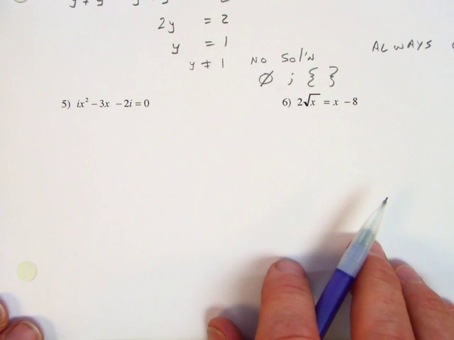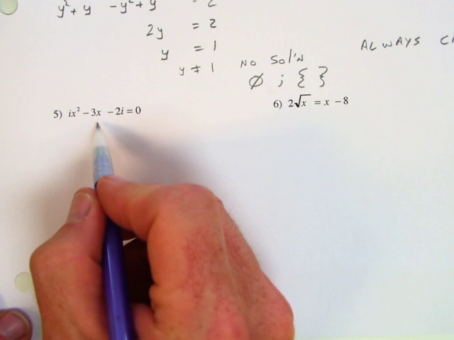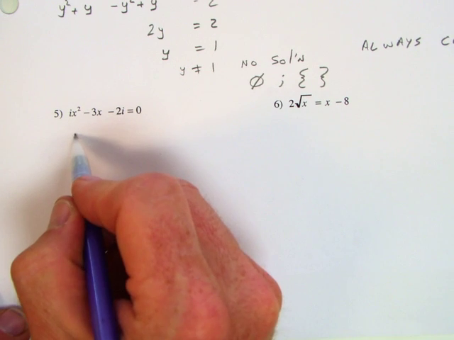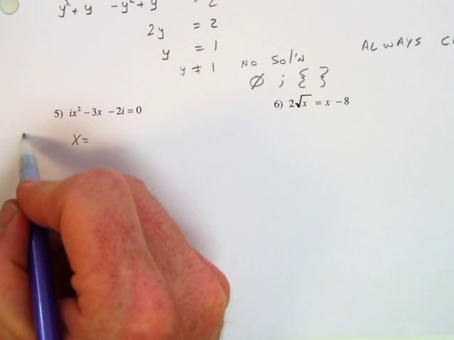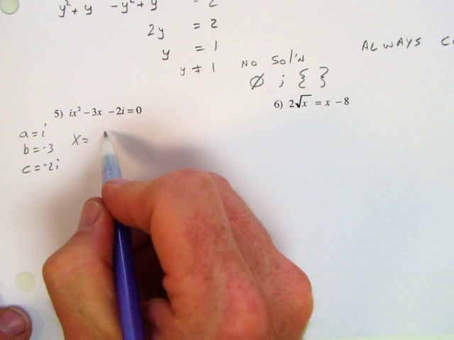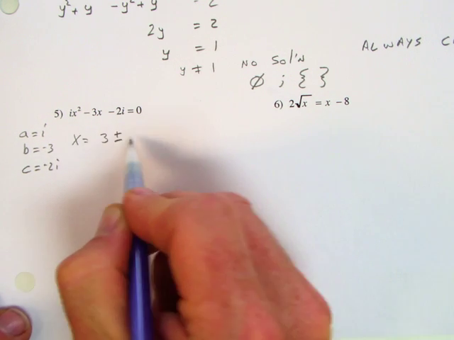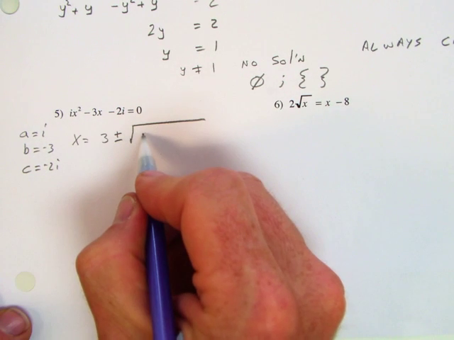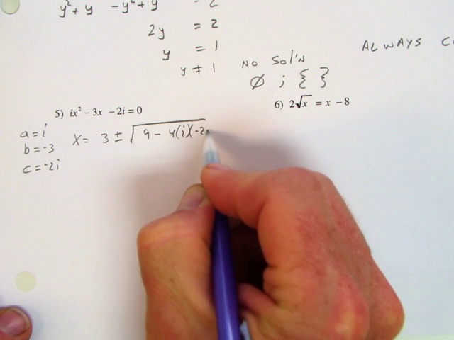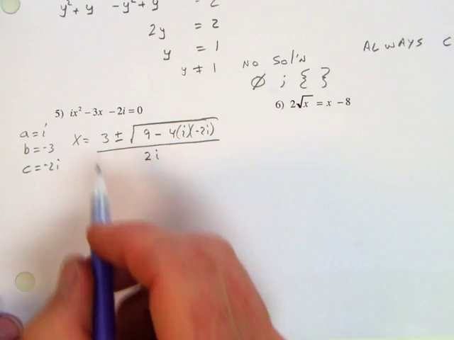Next one. The next one looks kind of funny because it has i's in it. So let's see. We're not going to be factoring this. That would be a little bit difficult at this point. We could do completing the square, but that would also be hard. Let's use the quadratic formula. X equals, remember here, a will be i, b will be negative 3, and c will be negative 2i. So it's negative b, or negative of negative 3. It's the opposite of negative 3, so it's 3, plus or minus the square root of negative 3 squared, which would be 9, minus 4 times i times negative 2i, all over 2 times a, or 2i.